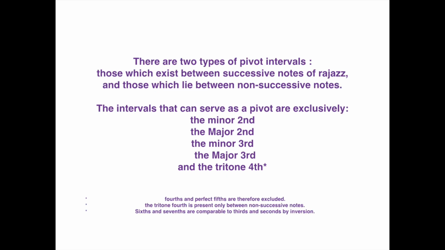There are 2 types of pivot intervals: those which exist between successive notes of a Rajazz and those which lie between non-successive notes. The intervals that can serve as a pivot are exclusively the minor second, the major second, the minor third, the major third, and the tritone fourth. Fourths and perfect fifths are therefore excluded. The tritone fourth is only present between non-successive notes. 6ths and 7ths are comparable to thirds and seconds by inversion.